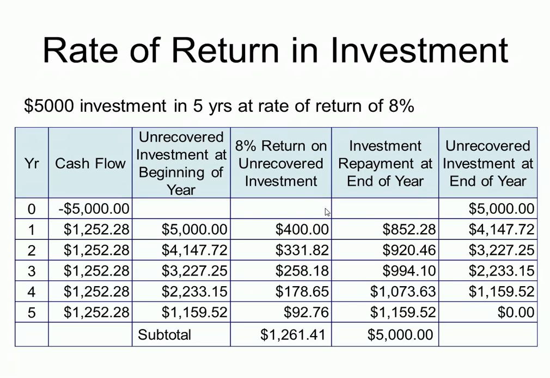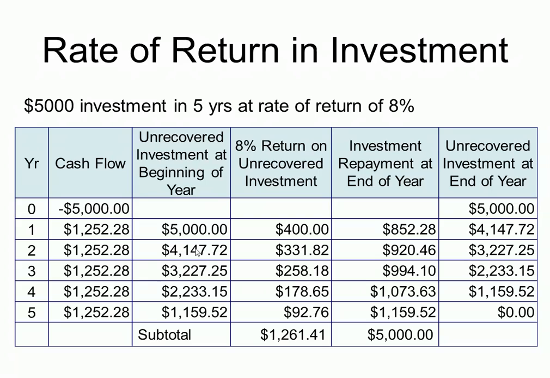$1,252.28. If we subtract the interest payment from this annual amount, then we will get $852.28, which is the investment repayment at the end of the year. That's the amount of the investment that was paid back to us by the end of the year. And here we also have an unrecovered investment at the end of the year, obtained by simply subtracting this 852 from the 5,000, and we get exactly $4,147.72. This is the recovered portion of the initial 5,000. This is the unrecovered that is remaining.